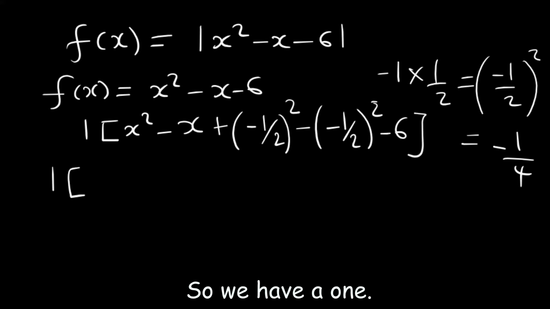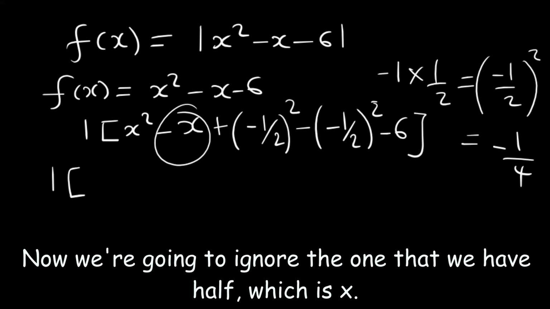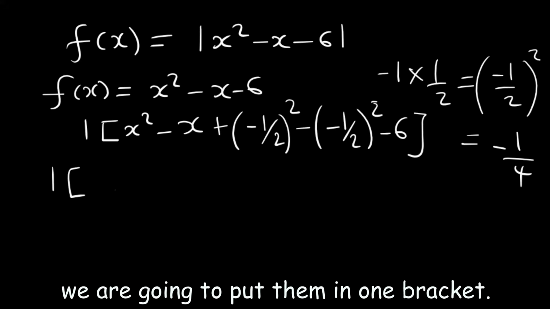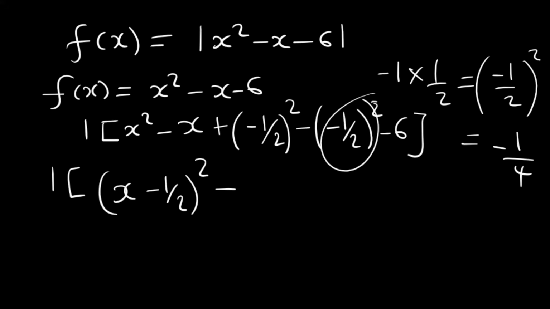So we have a 1. Now we're going to ignore the one that we've halved, which is x. Then we're going to get this one which has a square and this one which has a square. We're going to put them in one bracket. So it will be x minus half, then this will be squared, minus, then we're supposed to solve this. We've already solved it, which is here. So it will be 1 over 4 minus 6. Yeah, this will be like a plus because of that square like that.